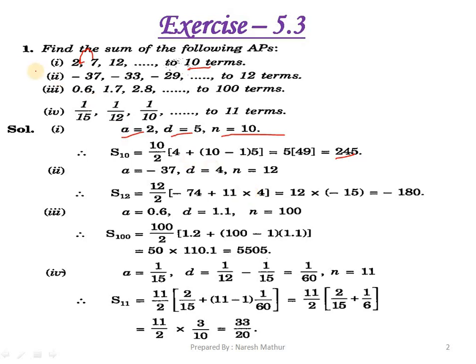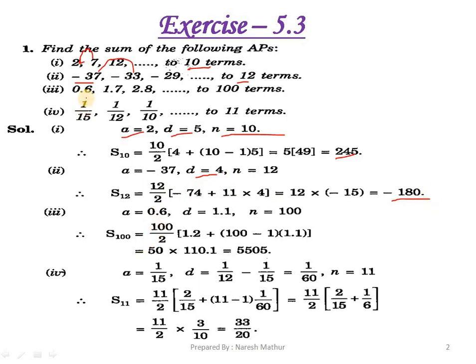See the second one, minus 37, minus 33, minus 29 up to 12 terms. We need to find the sum of the AP up to 12 terms. So the value of a is minus 37. The difference can be found as minus 33 minus of minus 37, so it will give us minus 33 plus 37, the positive 4, as the common difference, and n is given as 12. Just need to put the values, n by 2, 2a plus (n minus 1)d. After putting the values, we get the answer minus 180.